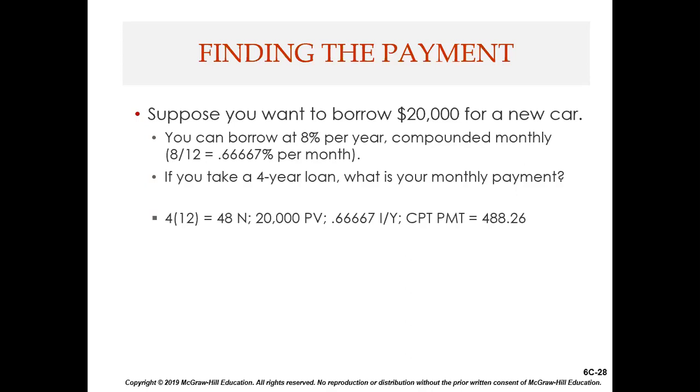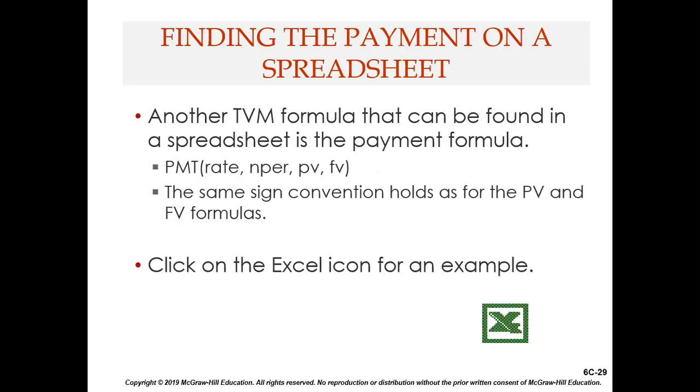So N would be 48, I would be 0.66667. Present value you could put in as 20,000, and you want to solve for PMT. So make sure your cursor is over PMT. Now be careful. Loan payments almost all the time happen at the end of each period. So make sure the word end is highlighted. Then solve for your PMT, $488.26 per month. So you can use this to calculate how much your loan payment would be. A lot of these calculations are like that.